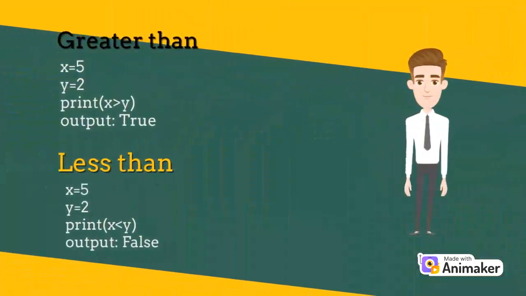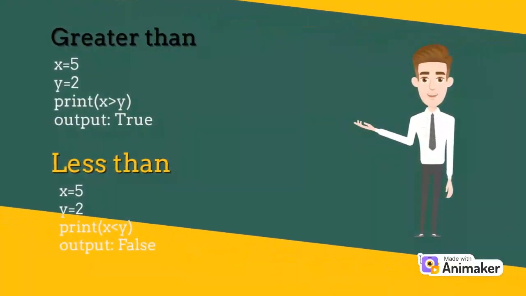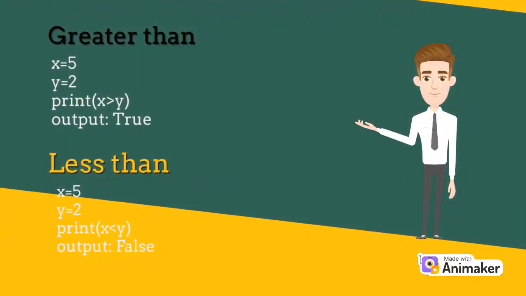Greater than, we use 2 variables, x is 5 and y is 2, print x greater than y, output is true, otherwise false. Less than, we use 2 variables, x is 5 and y is 2, print x less than y, output is false, otherwise true.